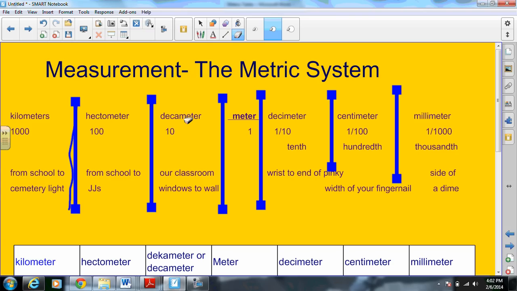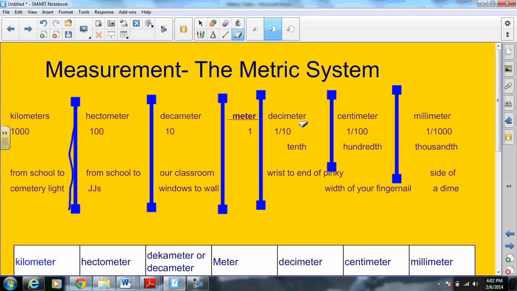A decameter, abbreviated DKM, you could spell it both ways, is about 10 meters and it's about the size of our classroom from the windows to the wall behind Mrs. Thomas's desk. A meter is just one, and it would be about a little more than 3 square tiles on our floor or the floor at Walmart.